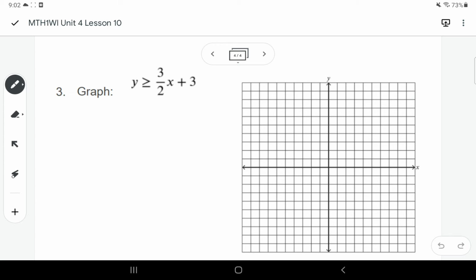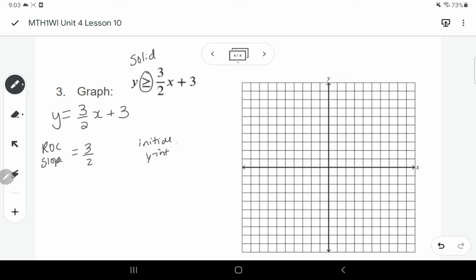Okay, last example. Here we've got y is greater than or equal to 3 over 2x plus 3. So here I know that this will have to be a solid line when I graph it. And I'm going to graph this line, y equals 3 over 2x plus 3. So the ROC, or the slope, is 3 over 2. And the initial, or y-intercept, is 3. Remember, we should be able to pick those out right from the equation.